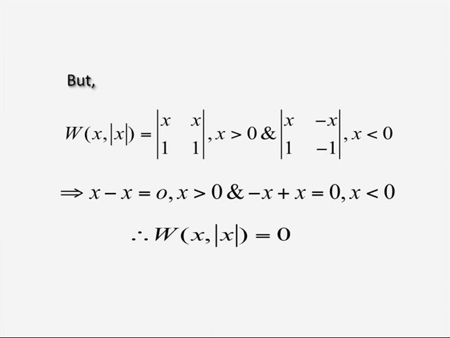The value of the first determinant, x minus x, is equal to 0 if x greater than 0. The value of the second determinant, x minus x, is equal to 0 when x less than 0. Therefore, we can say the Wronskian of both functions x, modulus x is 0.